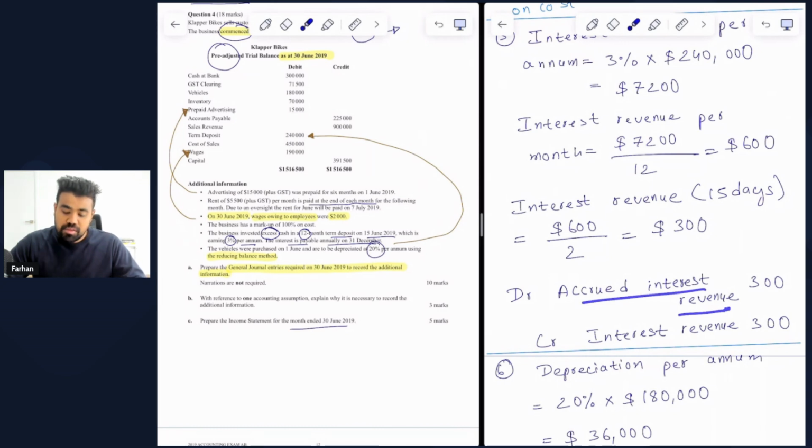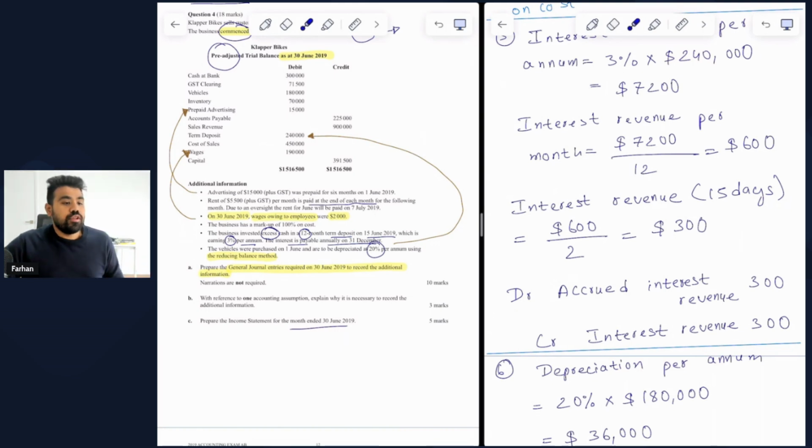And because there is some income that we expect to receive in the near future, we are debiting it to reflect the increase in current asset by $300. And at the same time, we have also earned a revenue, which is $300. Being the interest income, we credit interest revenue by $300. Again, always remember all revenue is credited, all income is credited, all expenses are debited, all assets are debited, and all liabilities are credited. Okay, so this pair of journal entry relevant to additional information number 5 is debit accrued interest revenue by $300 and credit interest revenue by $300.